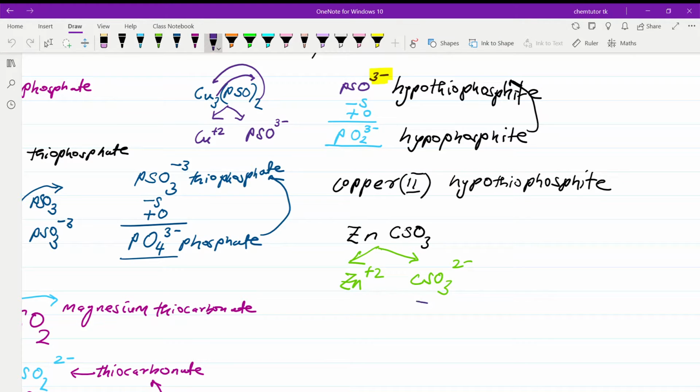So now I remove the sulfur and add the oxygen to see what was the parent ion. That is CO4 2 minus. So this is percarbonate. So therefore, that one is perthiocarbonate.